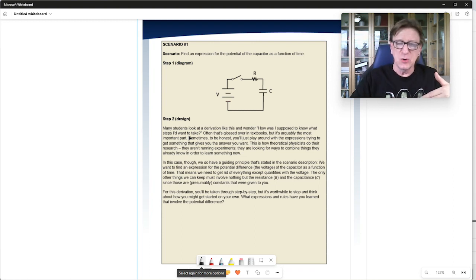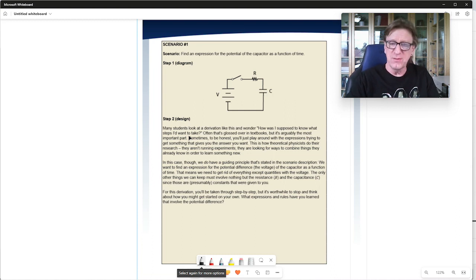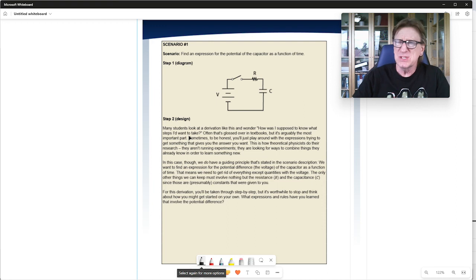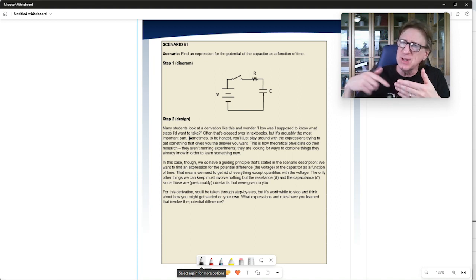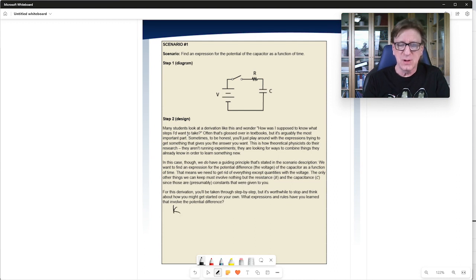Okay, so what expressions have we learned that involve the potential difference? Look at step 2, our design. And we're just going to make some notes here because this just gives us an idea of what we can do and what kind of tools we have available. So just go through your flip book and let's think. Well, obviously the loop rule. So Kirchhoff's loop rule definitely uses voltages. So that's one thing we could use.